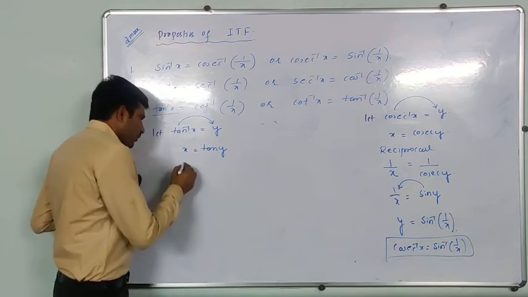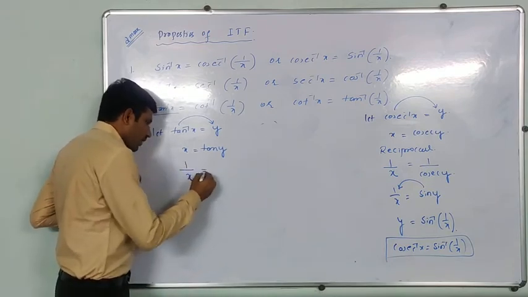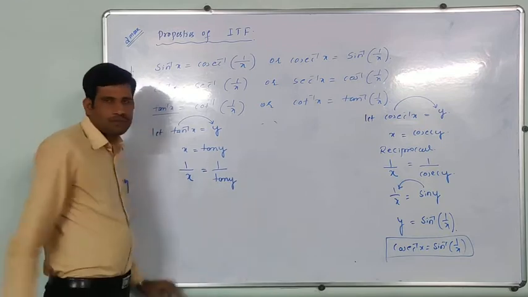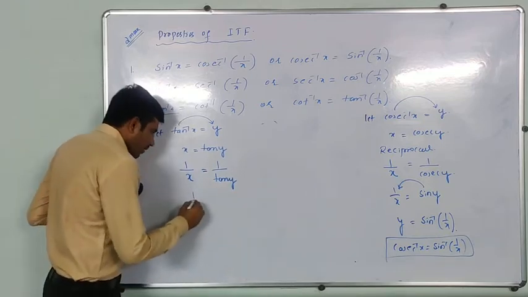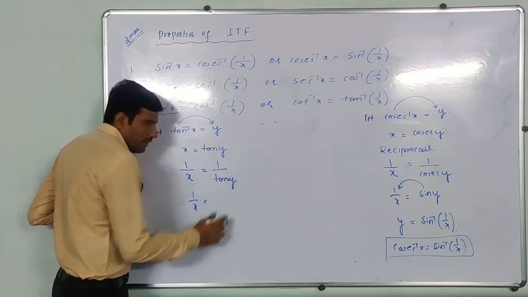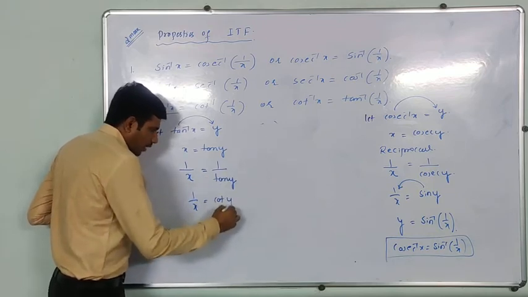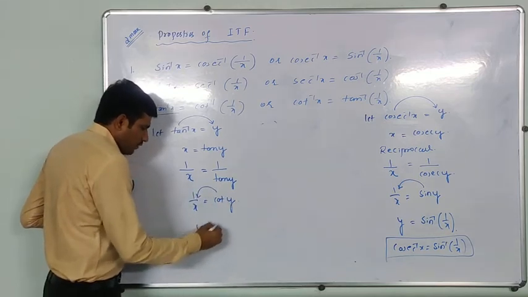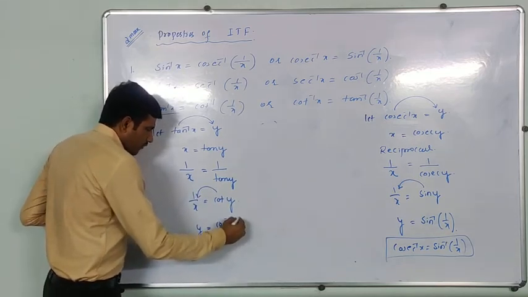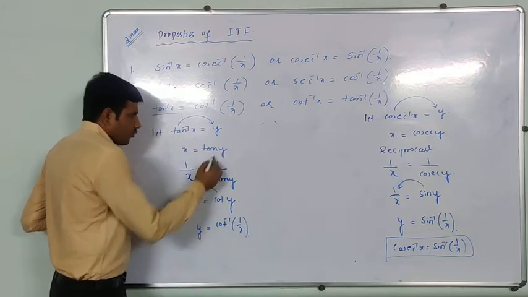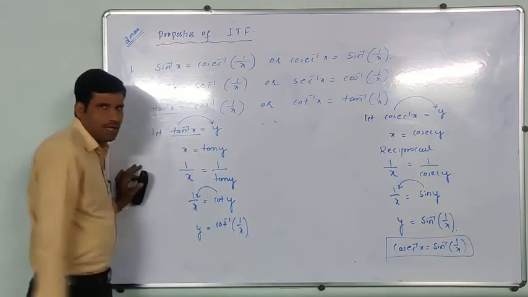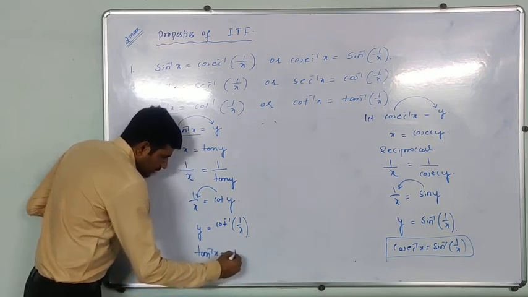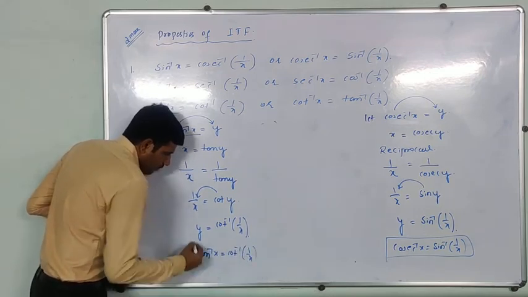Then make it reciprocal. Reciprocal of x is 1 by x. Reciprocal of tan y is 1 by tan y. Right? So therefore 1 by x is equal to, what is 1 by tan? 1 by tan is cot y. So then take this cot inverse here. So therefore y is equal to cot inverse of 1 by x. So then what is y here? y is nothing but tan inverse of x. Tan inverse of x is equal to cot inverse of 1 by x.